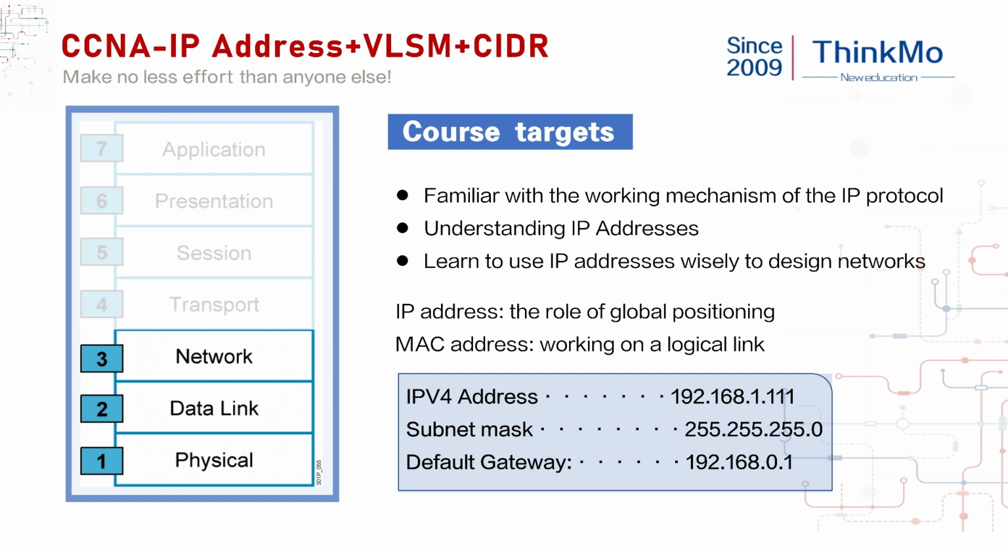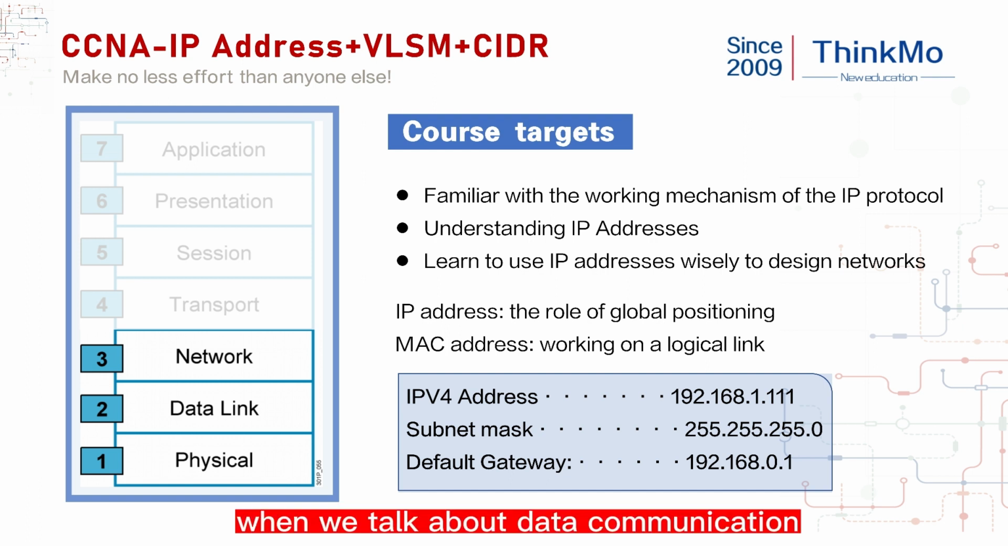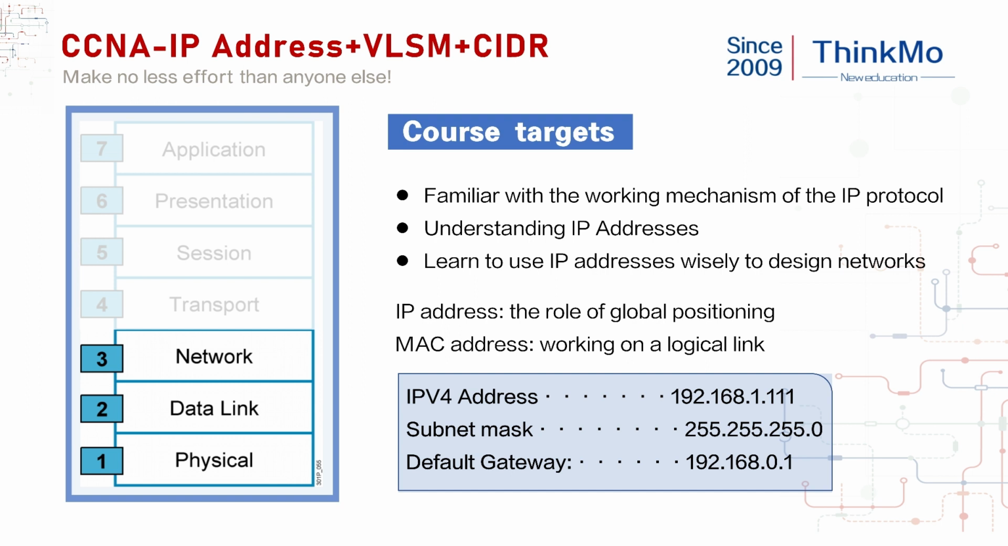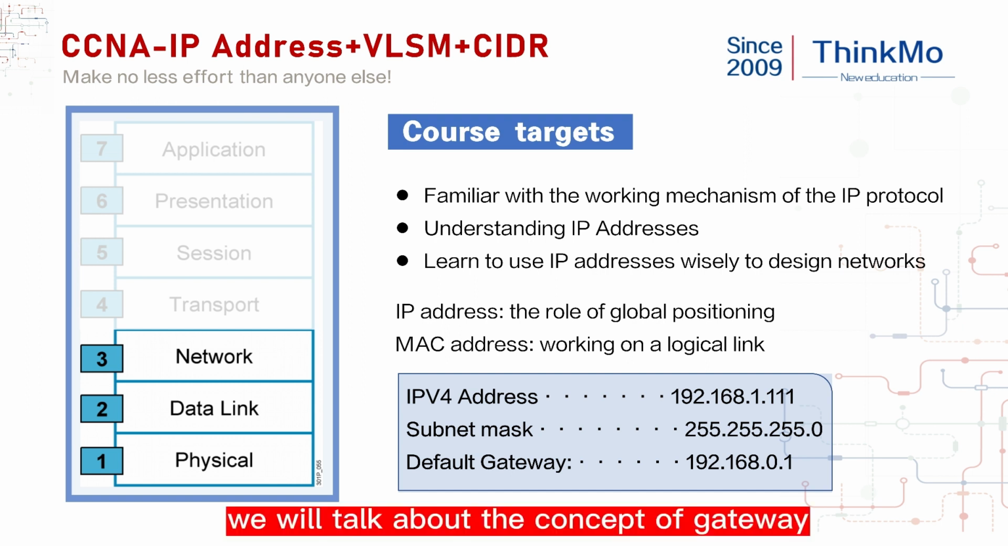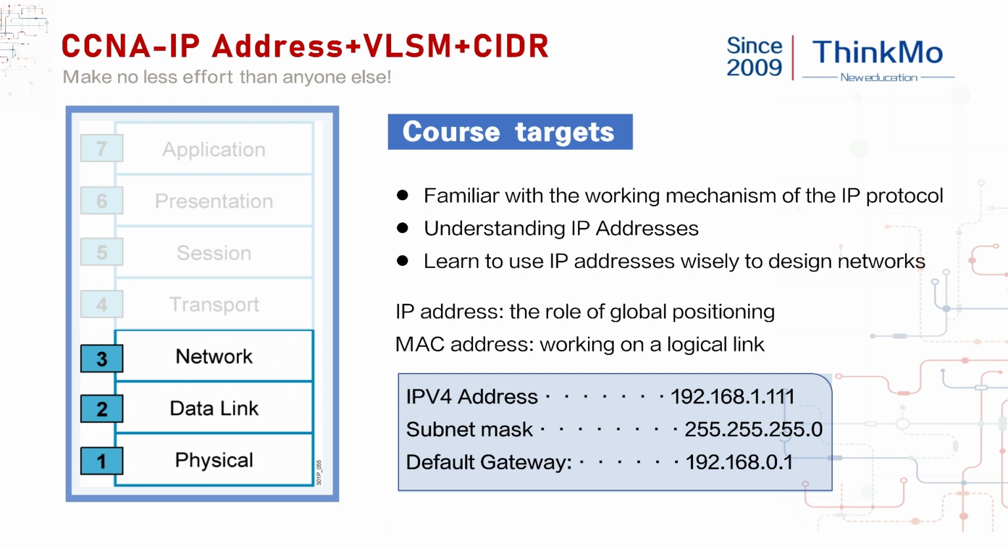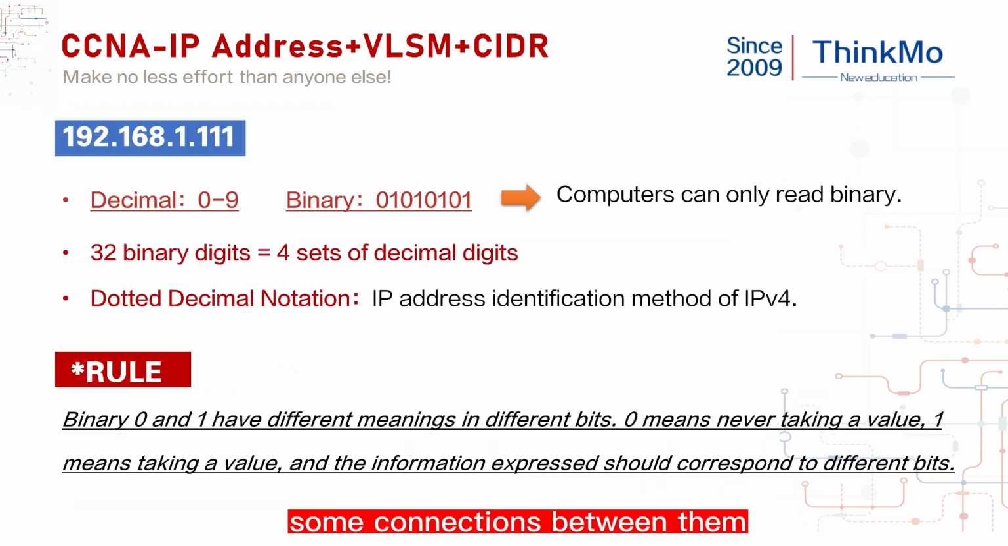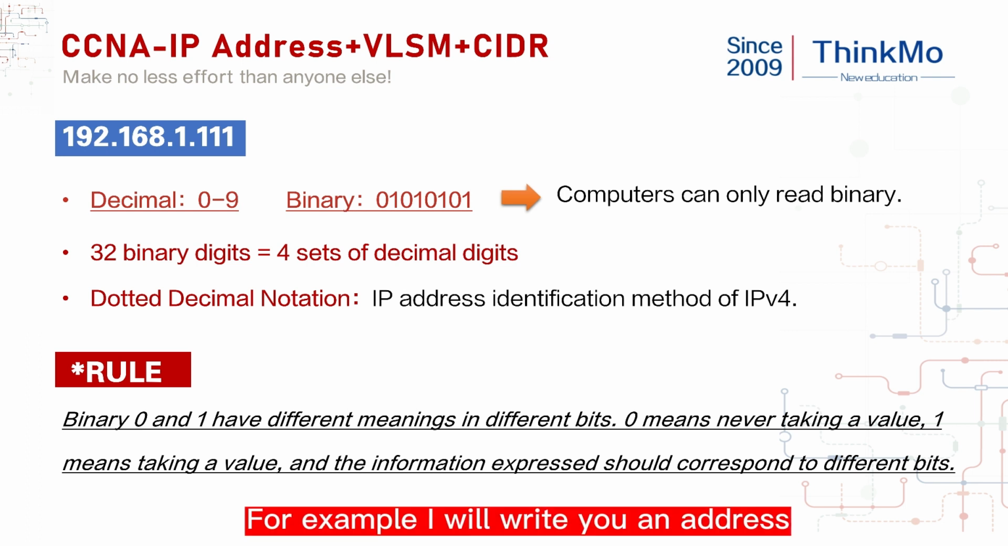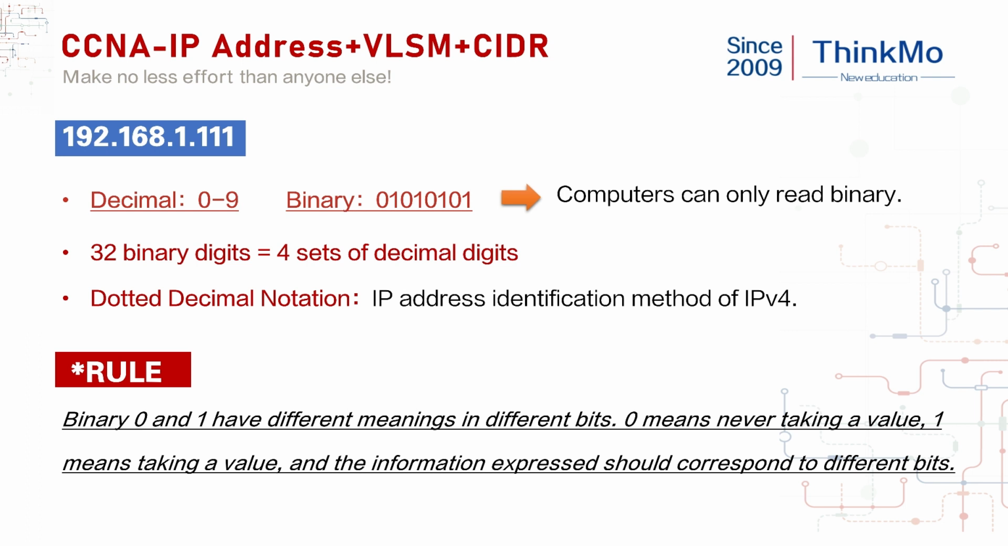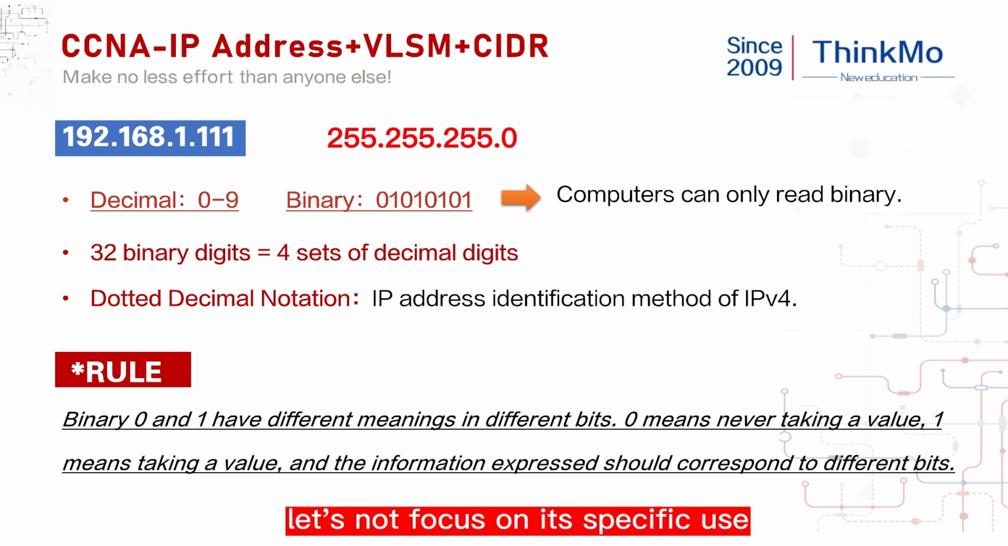In the future, when we talk about data communication across network segments, we will talk about the concept of gateway. Today we mainly talk about IPv4 and subnet masks, and some connections between them. For example, I will write you an address: 192.168.1.111. I also write the mask on it: 255.255.255.0. Let's not focus on its specific use.